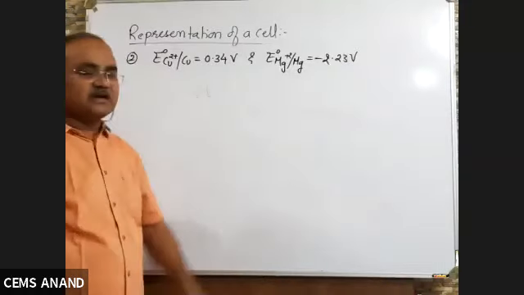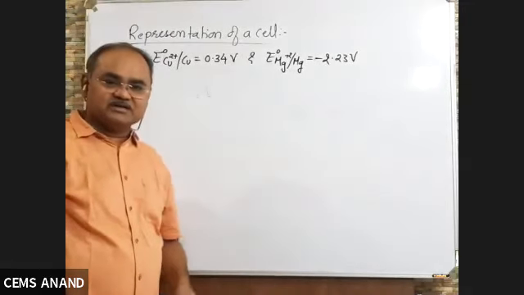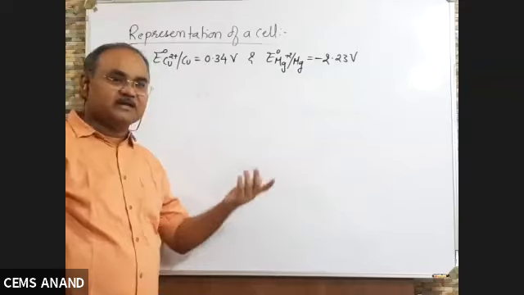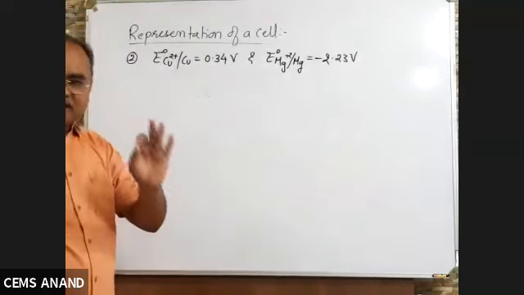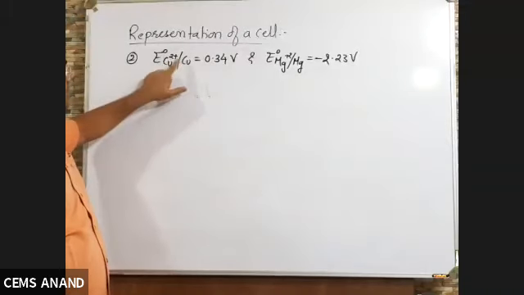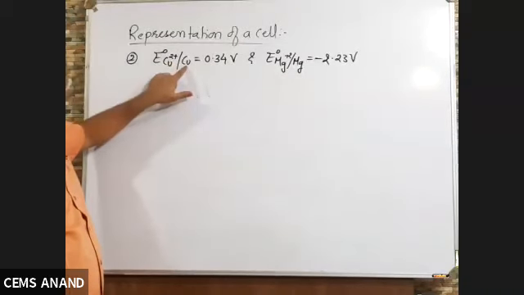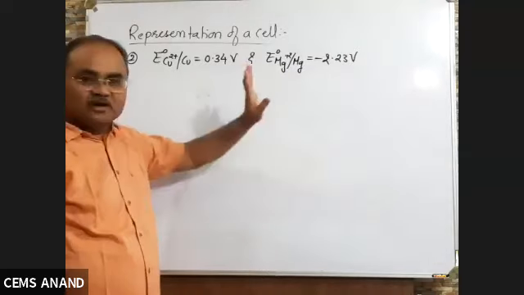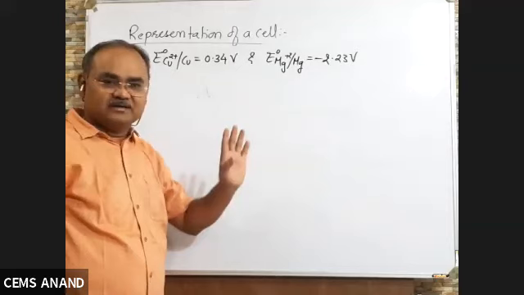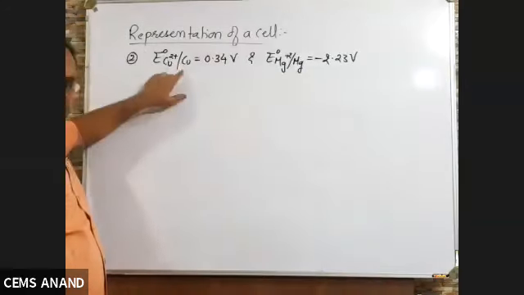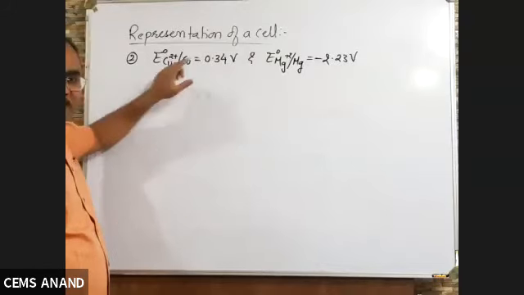Suppose these two values are given to you. Then how will you represent a cell? You don't know who will act as anode and who will act as cathode. So first of all, the higher the value of reduction potential, since metal ion | metal is called reduction, you have to decide whose value is higher. The reduction value of copper is higher. Reduction takes place at cathode, so copper will be at cathode.